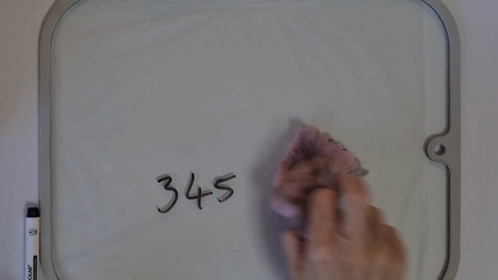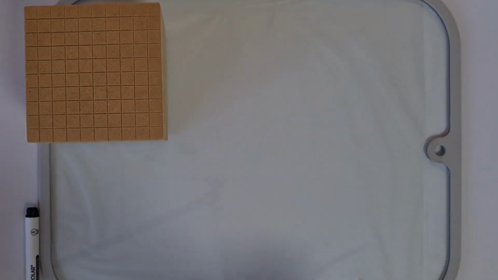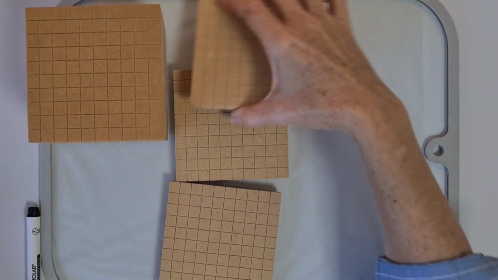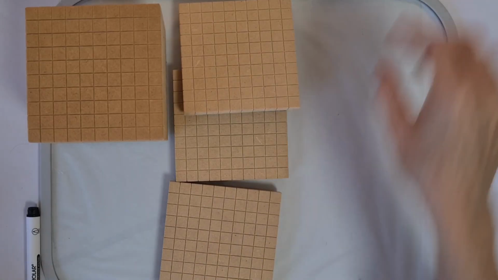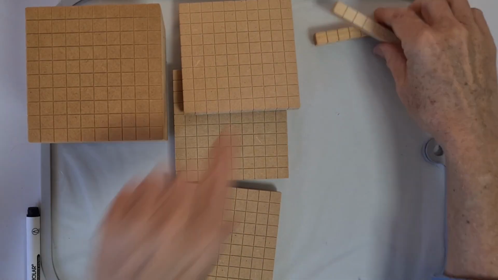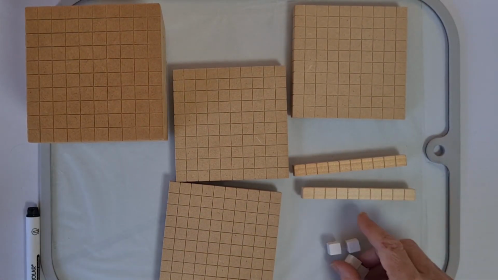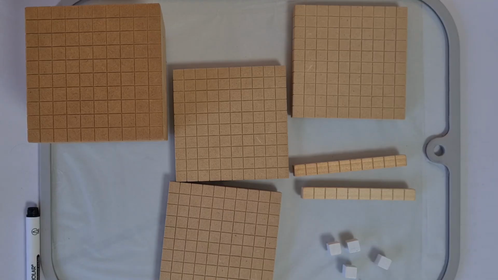Now let's go the other way and let's see if you can work out what number is being shown by the blocks. So if I have 1 cube, 3 flats, 2 longs, and 4 shorts, what number would that be?